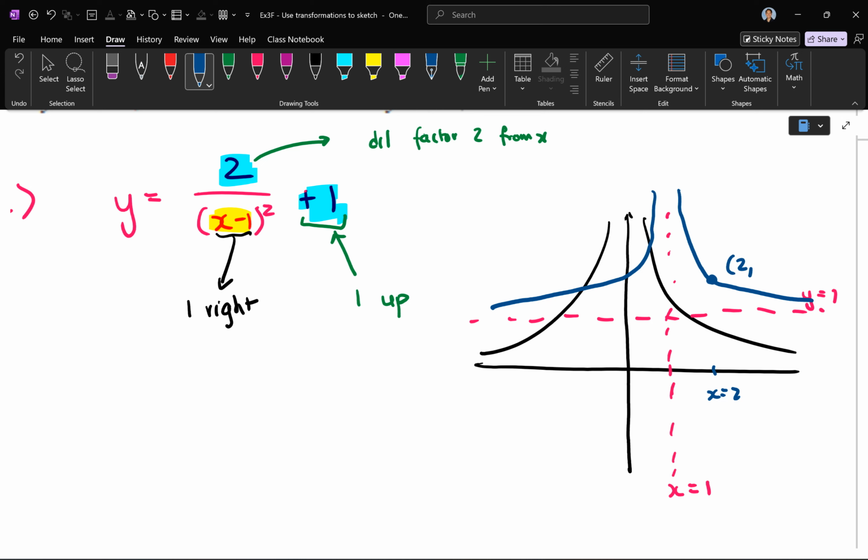1 squared is 1. 2 divided by 1 is 2. And then 2 plus 1 is 3. So you can write 2, 3 just to show that that will give you a dilation of factor 2. Yeah? And that, right there, is your transformation. So I've got the dilation, I've got the translations, no reflections. If there was a reflection, we would then sketch it flipped the other way.